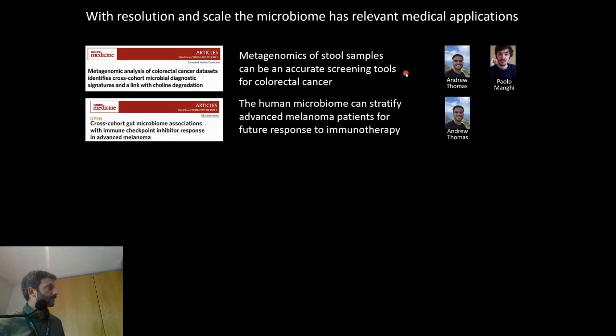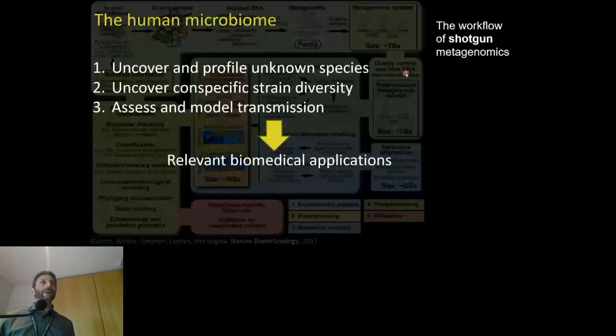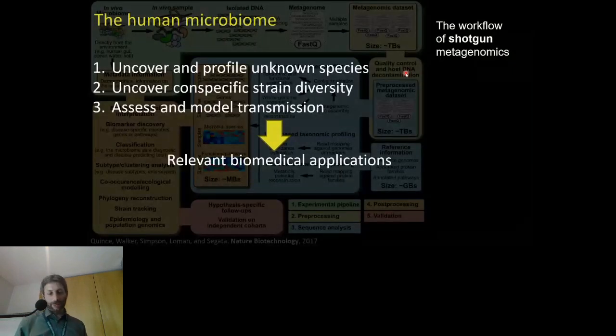So these are some of the studies that we've been doing, applying these techniques on specific problems: colorectal cancer, response to immunotherapy, engraftment of fecal microbiome transplantation, and personalized nutrition, also stratified based on the microbiome. I'm running out of time, so I am finishing here. Again, these are the three most important things that I think we need to uncover out of the microbiome to really move to relevant biomedical applications.